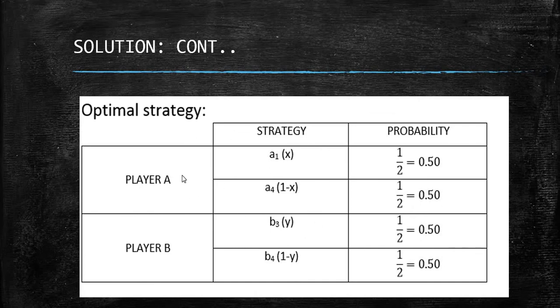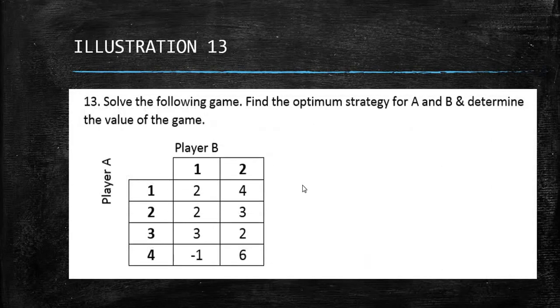Likewise, the optimal strategy is like this. 0.50, and 1 minus 0.50 is 0.50 only, and likewise we are going to calculate. And we have one more problem over here. Solve the following game. Find the optimum strategy for A and B and determine the value of the game.